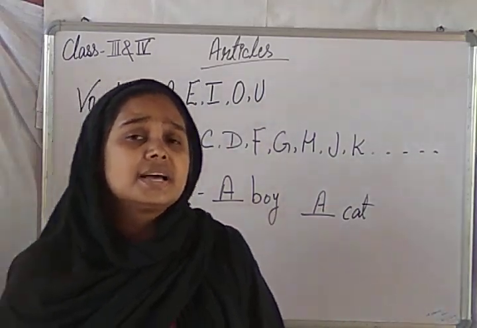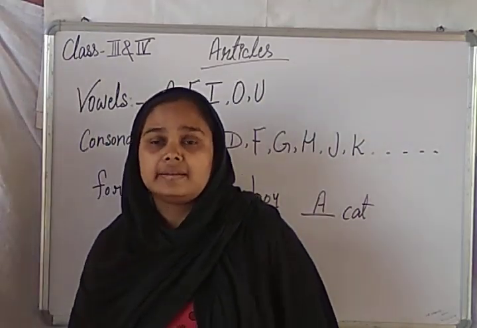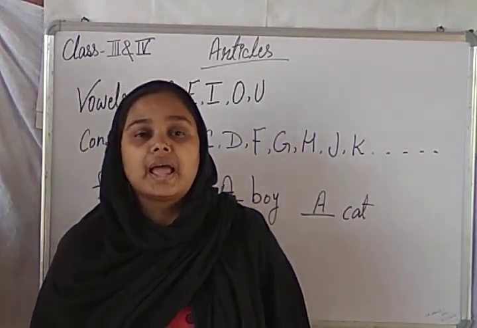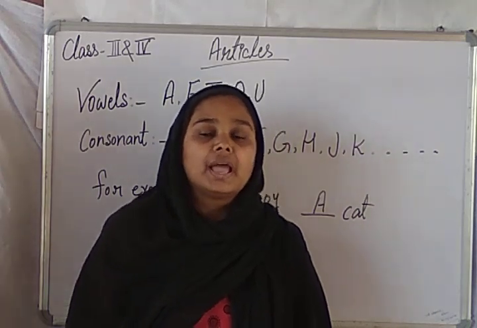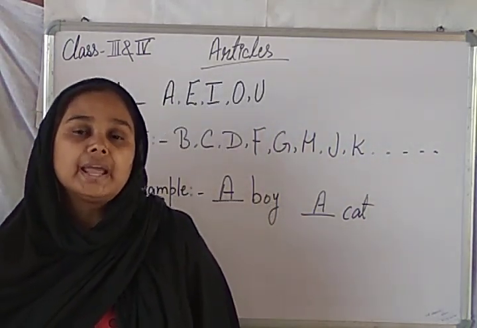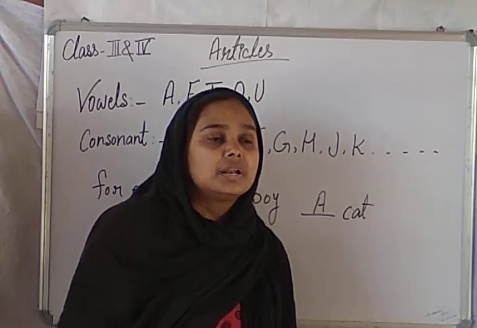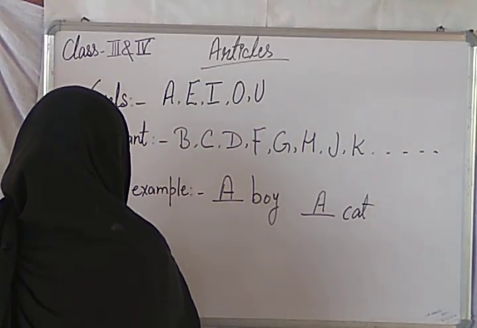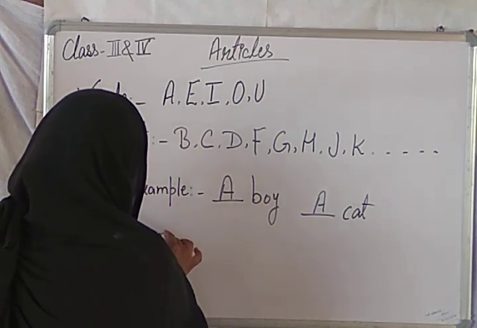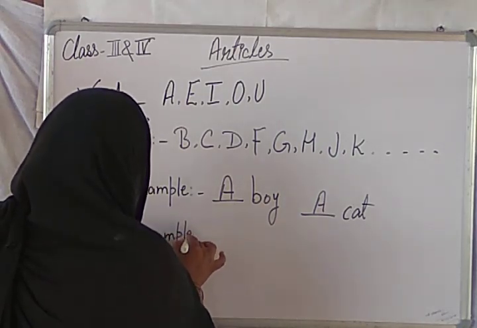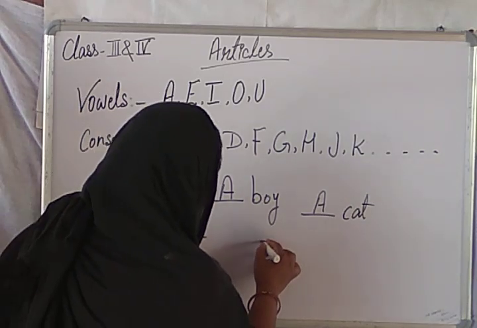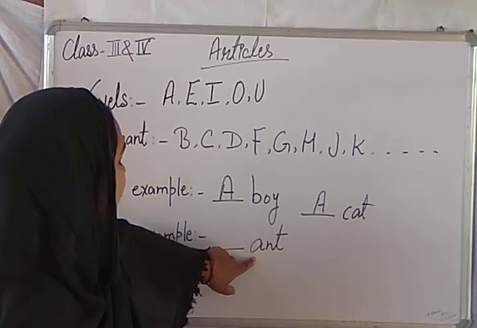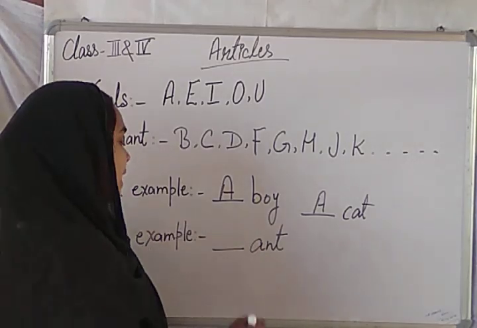Now let's see the use of article an. An is used with vowel letters and vowel sounds. And we use an before singular nouns. For example, an ant. Here we use an before ant.